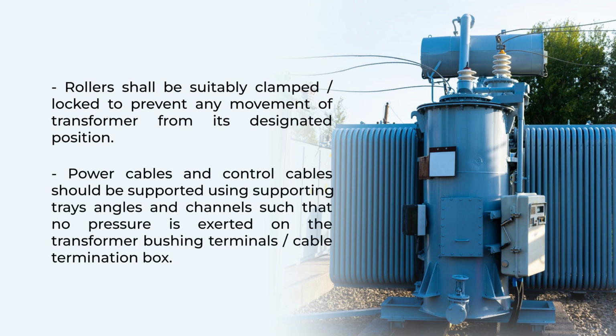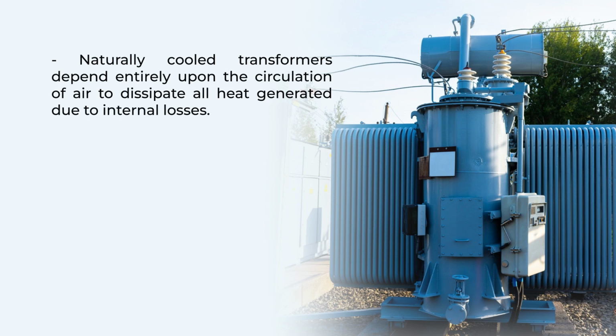Power cables and control cables should be supported using supporting trays, angles and channels so that no pressure is exerted on the transformer bushing terminals or cable termination box. Naturally cooled transformers depend entirely upon the circulation of air to dissipate all heat generated due to internal losses, that is the copper losses and the core losses.